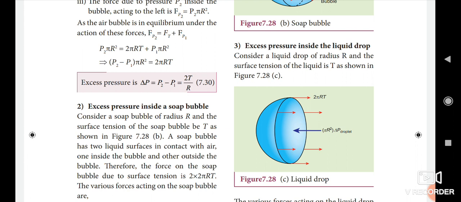Then what is the value of the excess pressure inside the soap bubble? That is ΔP, which is equal to 4T upon R. But the excess pressure inside the liquid drop and the excess pressure inside the air bubble will be the same, that is 2T upon R. Okay students, have you all understood?